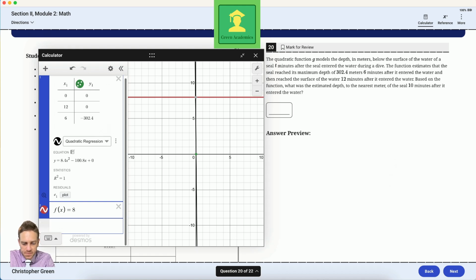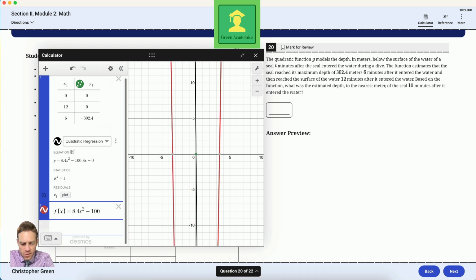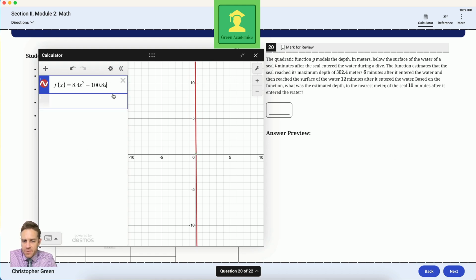8.4x squared minus 100.8x. And I'm going to remove this to simplify it, and I have just this. Now you found the general equation.